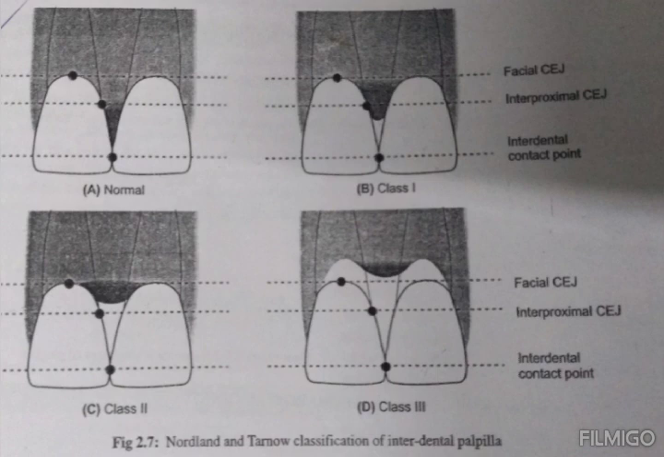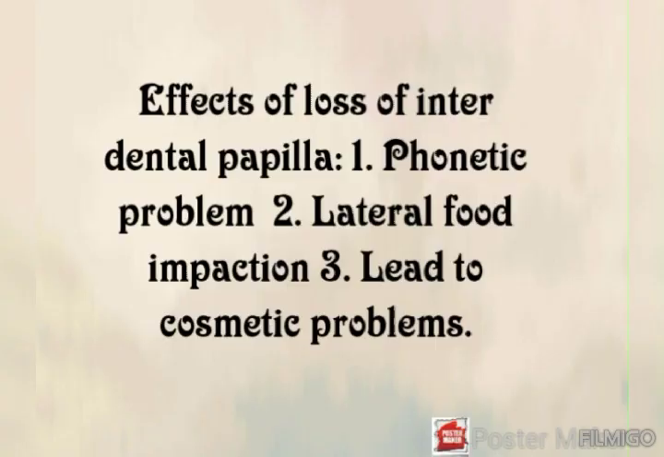And the fourth one is class 3. There is complete loss of interdental proximal gingiva and the gingival recession extends beyond the cervical portion of the tooth. This is class 3. So, that is class 1, class 2 and class 3.